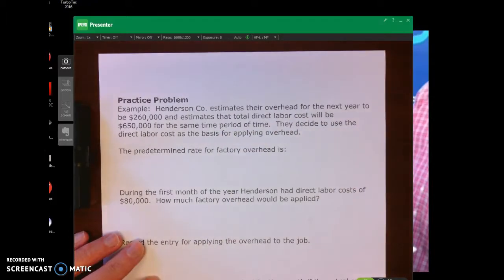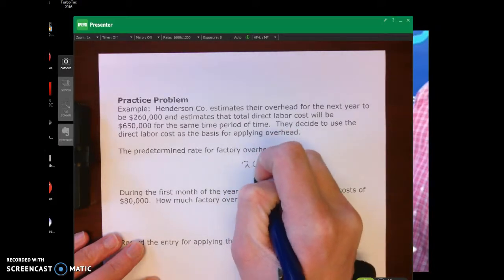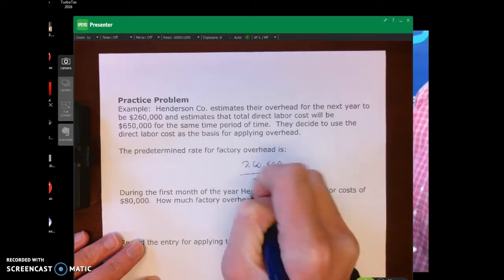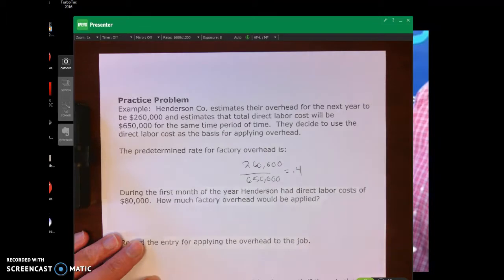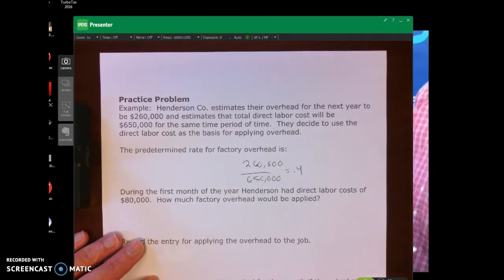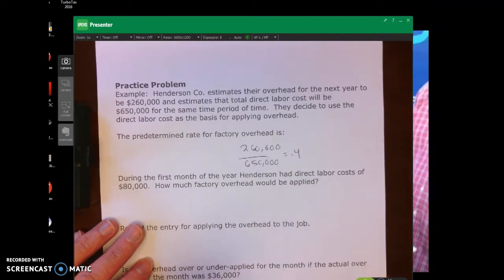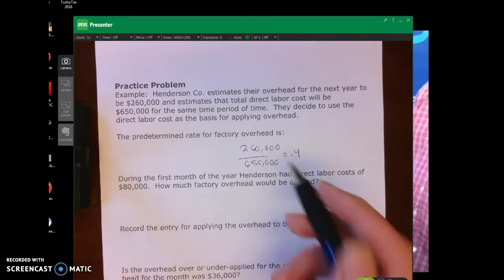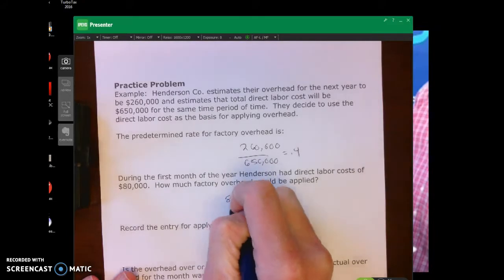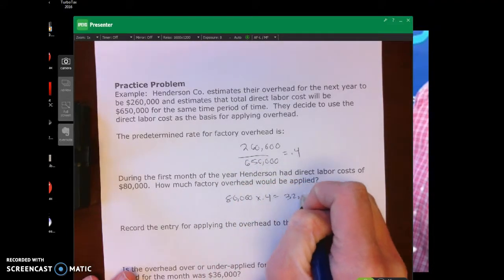Our predetermined overhead rate: we take estimated overhead divided by estimated allocation base. So it's 260 divided by 650, which equals 0.4. And so the interpretation of this is we apply 40 cents of overhead for every direct labor dollar. It says here during the first month of the year, Henderson had direct labor costs of $80,000. How much would be applied? So we're applying it on the basis of direct labor. Take our 80,000 times our 0.4, which gives us $32,000.